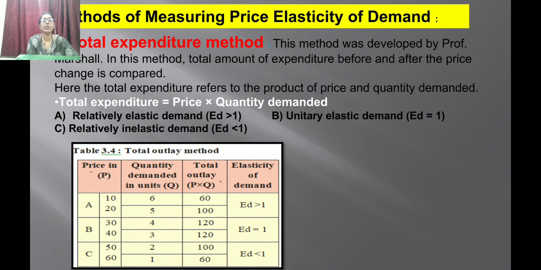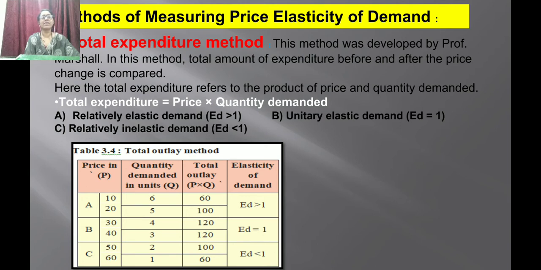Now what is the quantity demanded? 5. So 20 into 5 is 100. Got it? Now the change, what happened? When the price rose to 20, what happened to the quantity demanded? Increase or decrease? Decreased. At 10 rupees it was 6 and at 20 rupees it was 5.